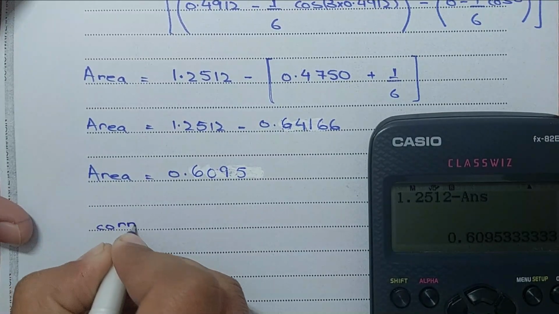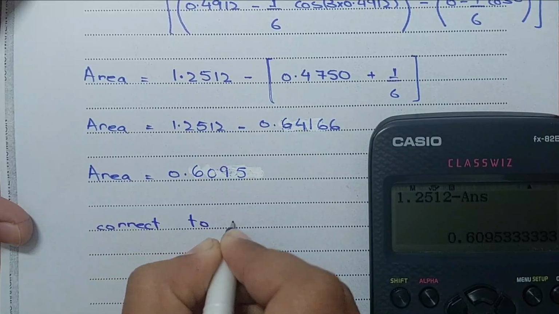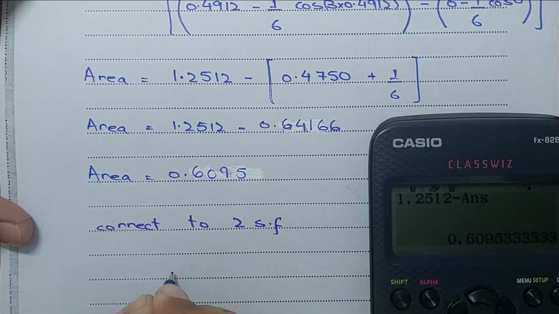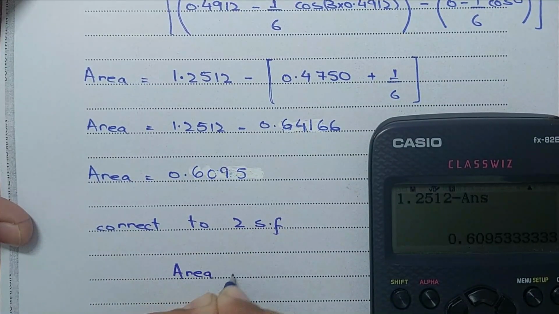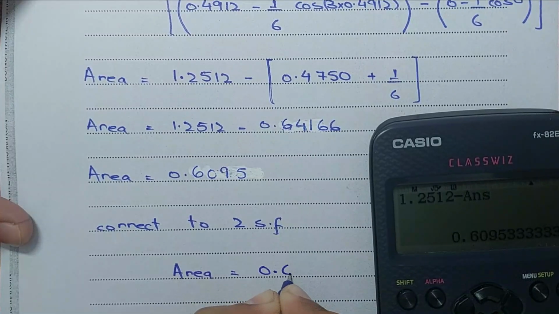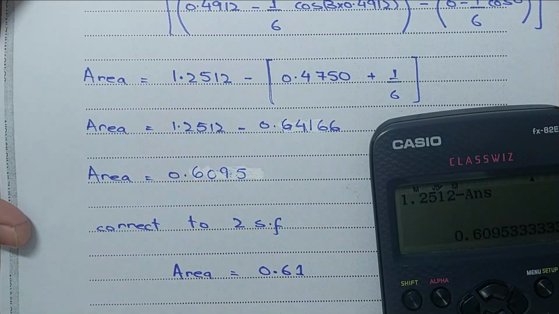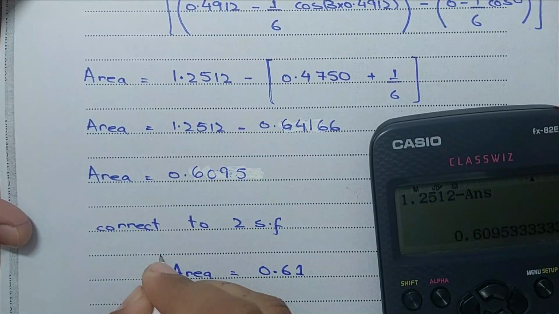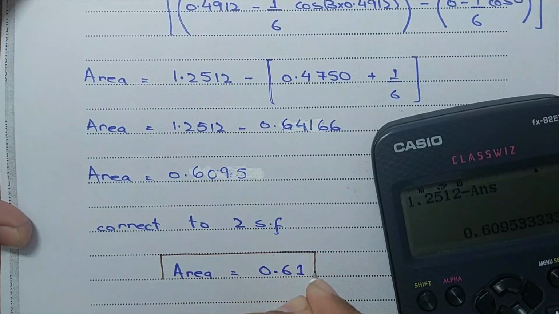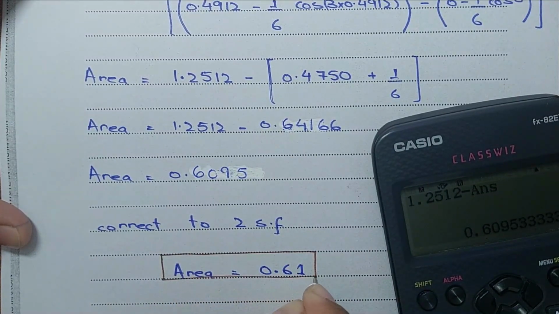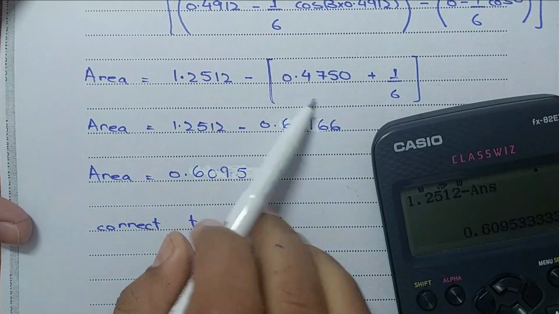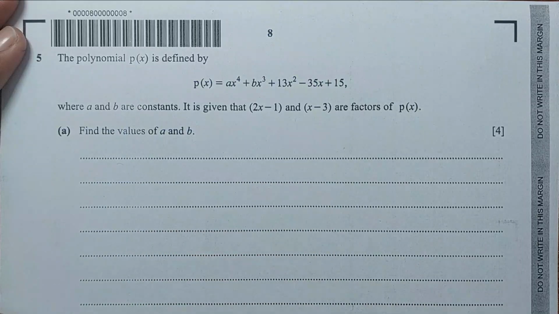And we need to find the area correct to two significant figures. Okay, so the area up to two significant figures is 0.6095, and this number rounds to 0.61. So this is the answer in two significant figures. 0.61 square units is the area. Sorry about this error.